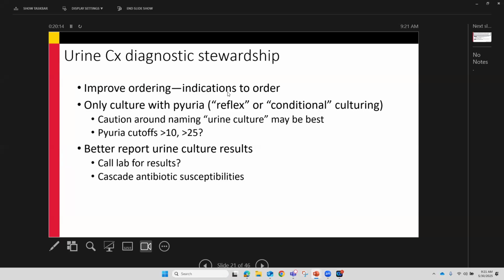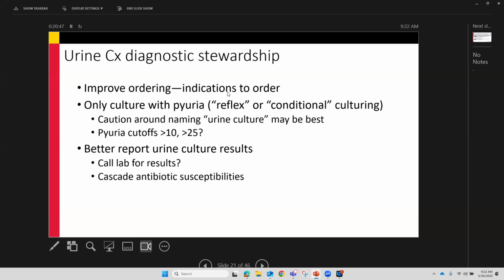The probably simplest thing that can be done, and what we've done at my hospital in different ways, is only culture the urine if there's pyuria. There's different names for this, and it's a little bit confusing, but this is called reflex culturing or conditional culturing. The idea is that people who don't have white blood cells in their urine don't have an infection. So if you can create a pathway where anyone who has a urine culture ordered will have a urinalysis done, and if there's no white blood cells there, then they won't have the urine culture performed, you can stop a lot of unnecessary urine cultures.